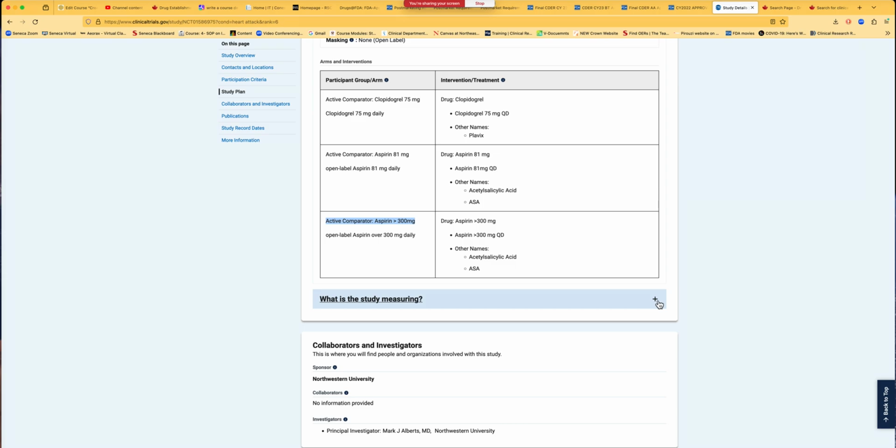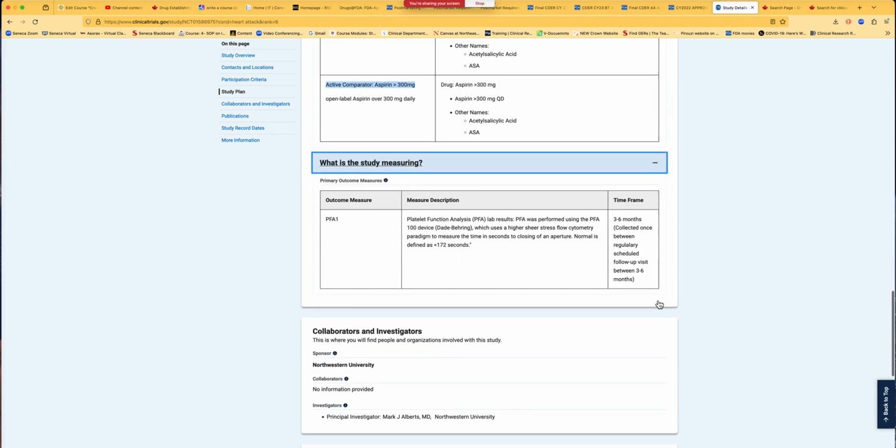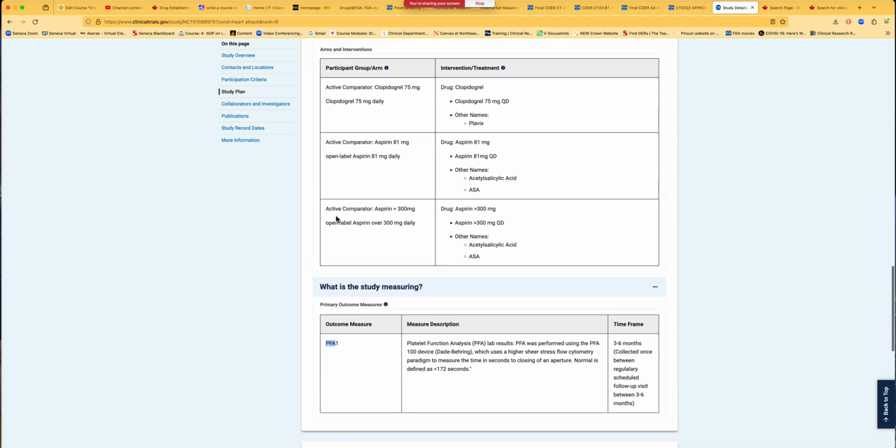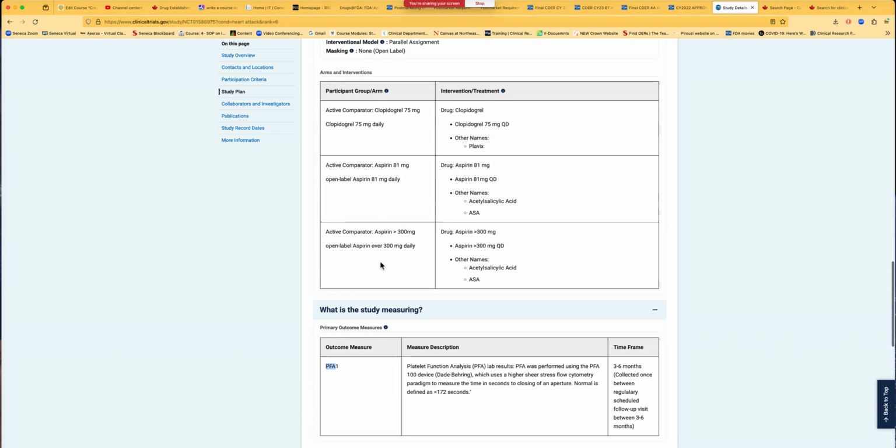What we were measuring were here. So we're looking into the outcome measures. We were looking into platelet function analysis, PFA, that's why we have PFA here. PFA was performed using the PFA 100 device, and then they came up with several results that they could then compare, the results of the platelet function analysis in between the three groups.